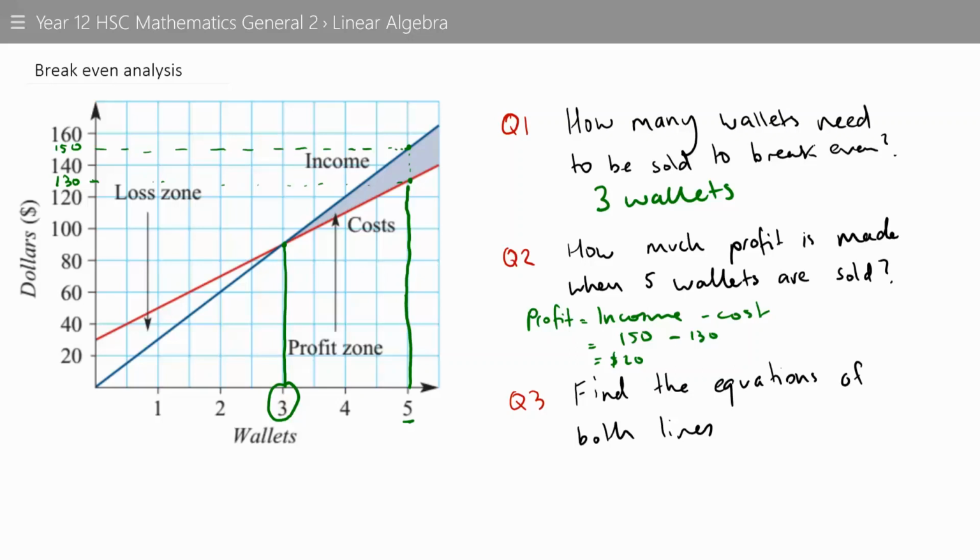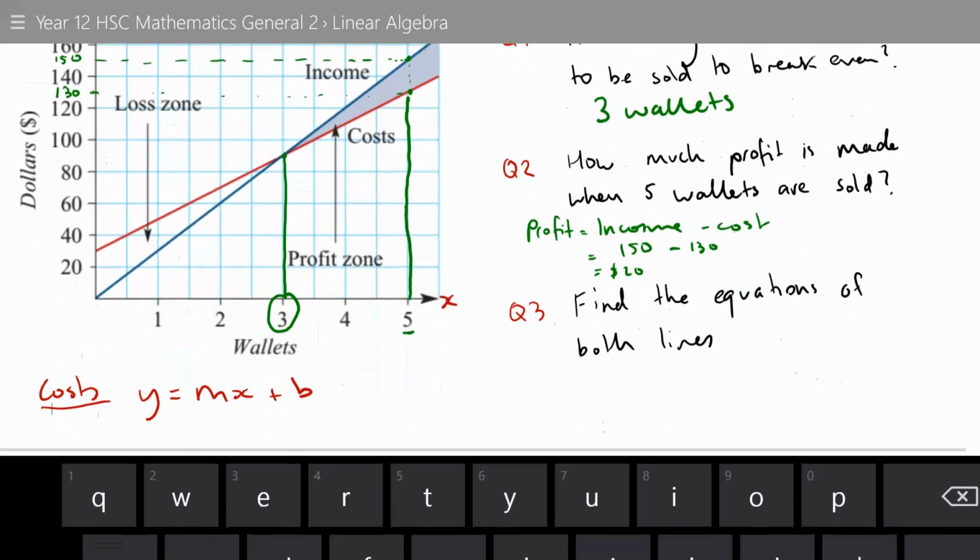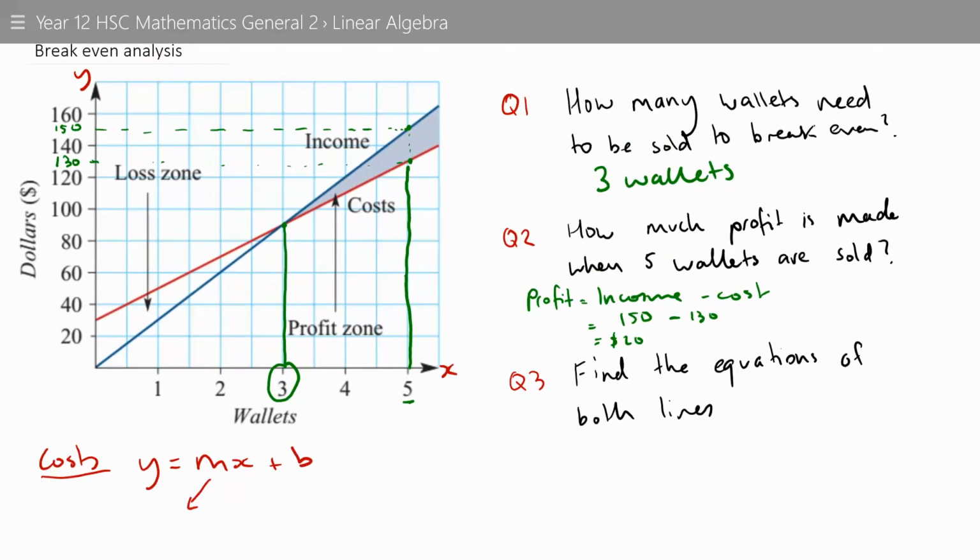Find the equations of both lines. Let's have a look at the red line, the cost. The cost line is the red line, and we're going to put the equation of the straight line in gradient-intercept form, y equals mx plus b. So here's our y-axis, here's our x-axis. All we have to find are 2 things: the gradient, m, and the y-intercept, b.